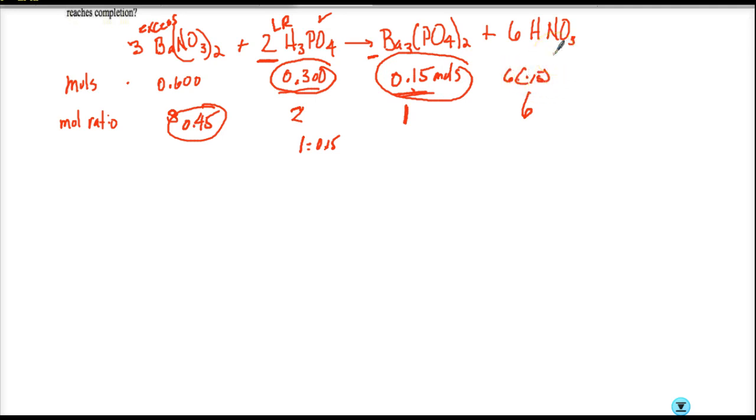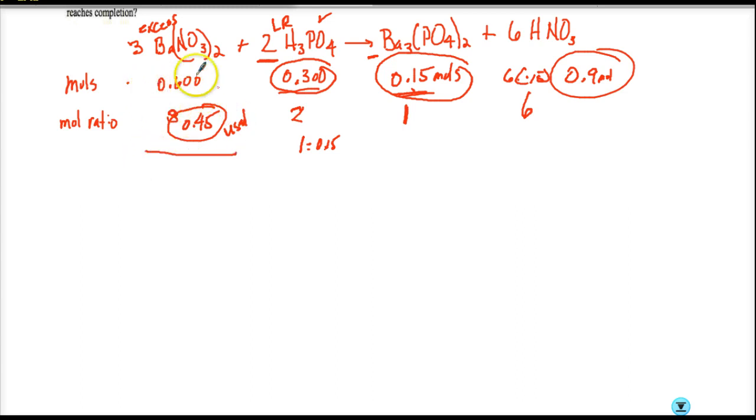And so 6 times 0.15 is 0.9. So I'm really going to make 0.9 moles of this. Alright, is everybody cool? So I'm really using this amount. This is how much is required or used. I started with this amount.